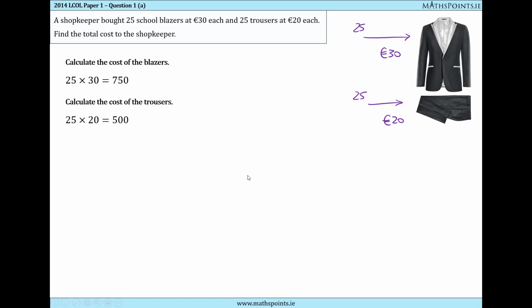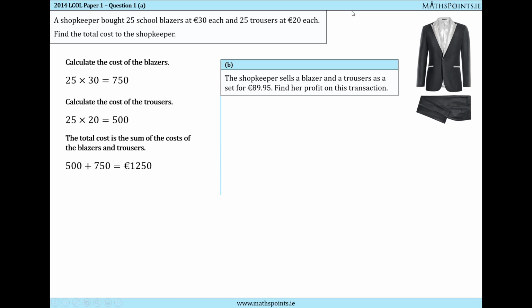And then if we add those two things together, we get that the total cost of the 25 blazers and 25 trousers was €1,250. So the shopkeeper sells the blazer and the trousers as a set for €89.95. So that's the price you would pay in the shop for the blazer and the trousers. And we want to find out the profit on the transaction.